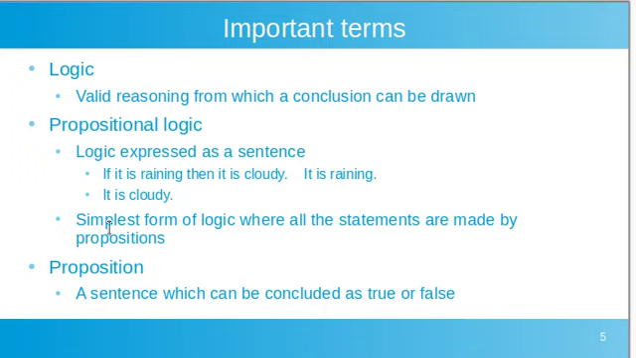So propositional logic is the simplest form of logic where all the statements are made by propositions. So what is a proposition? It is a sentence which can be concluded as true or false. For example, "it is raining" is a proposition, as we can say that it is true that it is raining, or it is false that it is raining. And "it is cloudy" is also a proposition. But "where are you going" is not a proposition, as this cannot be concluded as true or false. "Are you going?" can be answered yes or no, but these are not propositions. So "it is cloudy" can be true or false, so it is a proposition.